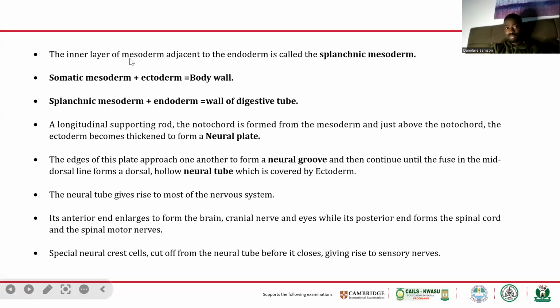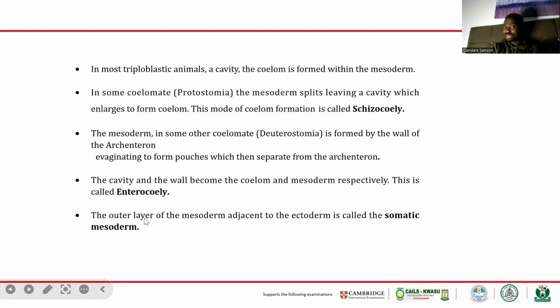So the inner layer of the mesoderm adjacent to the endoderm is called the splanchnic mesoderm. Mesoderm is the inner layer inside. So the inner layer of the mesoderm, which is adjacent to the endoderm. Don't forget, mesoderm and endoderm, they are internal. Ectoderm is outside. So the inner layer of this mesoderm that's adjacent to endoderm is called this. Take note of that. The previous one says the outer layer of the mesoderm adjacent to the ectoderm is called this.